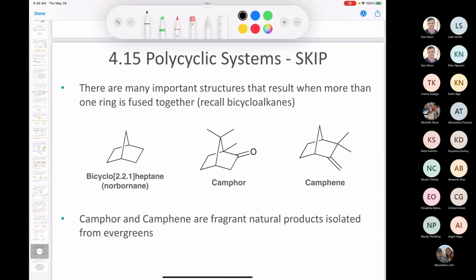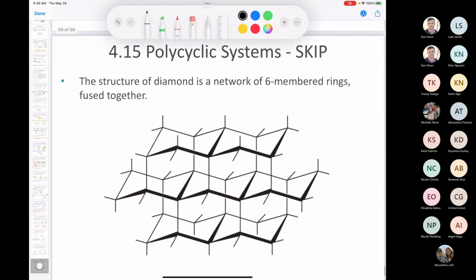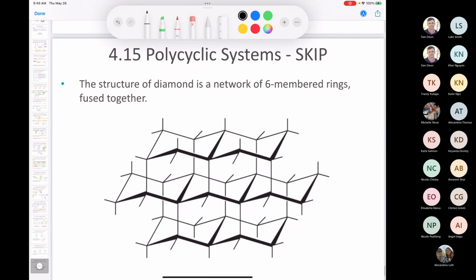It also talks about how bicyclic systems are found in all kinds of different natural products like camphor and camphene, which are really neat compounds. And then it also talks about the structure of diamond, which is something that you would have seen in General Chemistry 1. But again, I won't be asking you any questions about section 4.15.